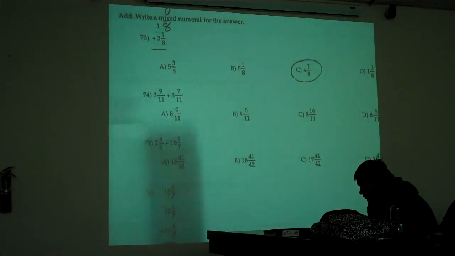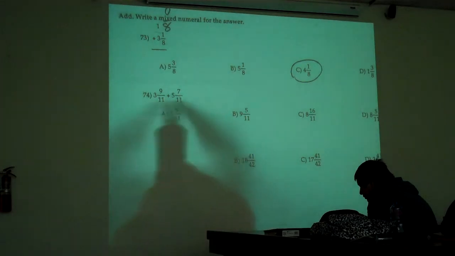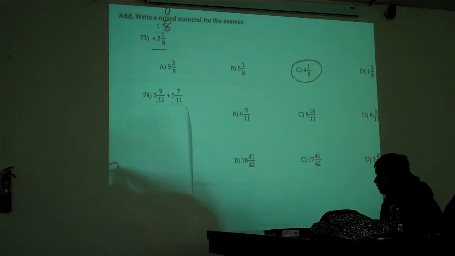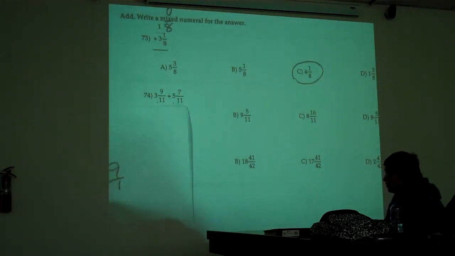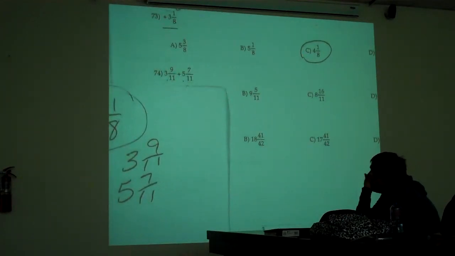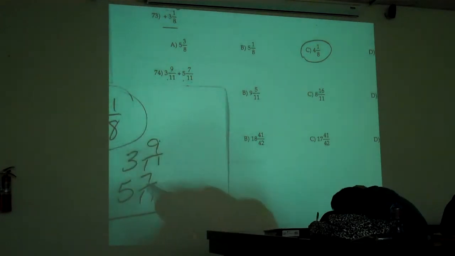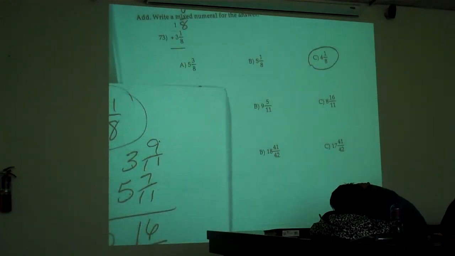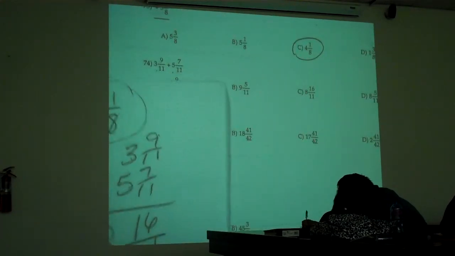Okay? This one, even though it's sideways, I guess you could leave it sideways, it's got a common denominator. You have 3 and 9/11 plus 5 and 7/11. I still like to write it up and down. Okay? You got 9/11 plus 7/11. 9 plus 7, 16/11. Then you have 5 plus 3, 8. Okay, 16/11 is more than 1.